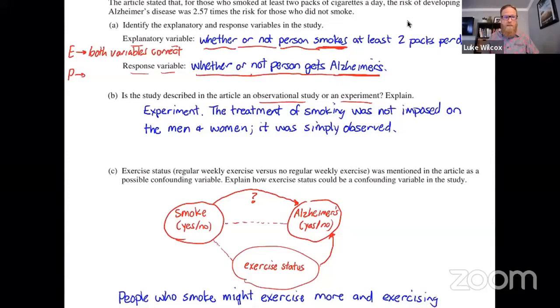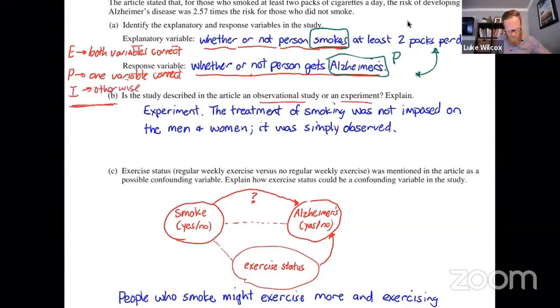So both variables correct, you get an E. If you had one variable correct, you would get a P. The other way that you could get a P, as I mentioned before, is if you simply wrote smoking and Alzheimer's, that would be good for a partial credit. And the other way you could get a partial credit is if you had flipped the two, explanatory and response, but you had defined them both correctly. And then an incorrect would be anything else.